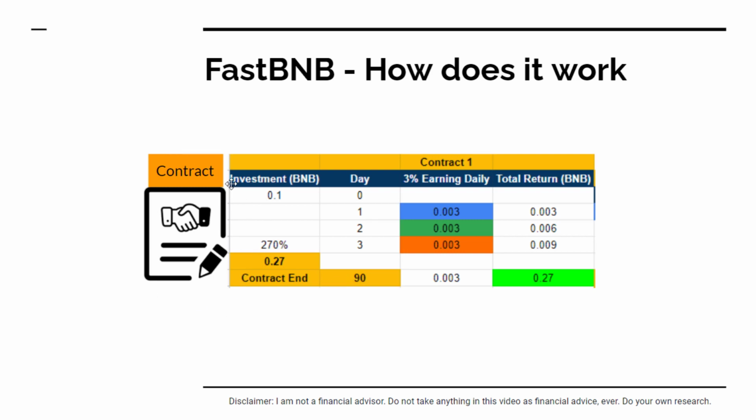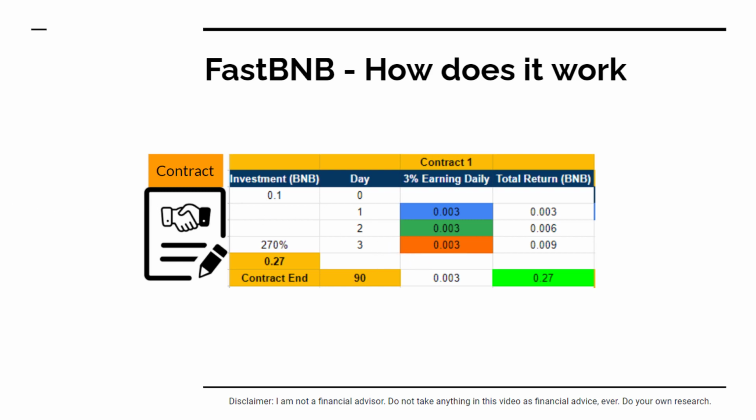Now, when this contract is over or expired after 90 days, your initial investment is gone, and what you're getting at the end is 0.27. So that is how this works. And as I mentioned, the minimum investment is 0.1. Until you reach 0.1, which is generally the break even at about 33 days, you will not be able to reinvest. Once you reach 0.1, you can start reinvesting as well.